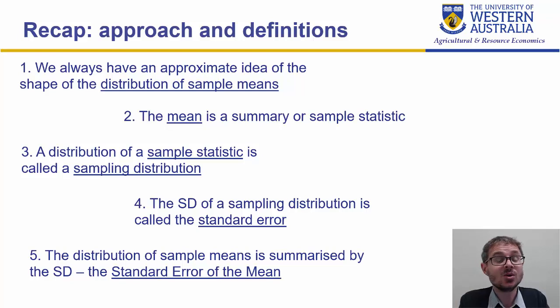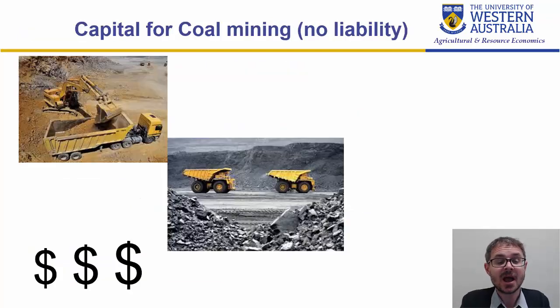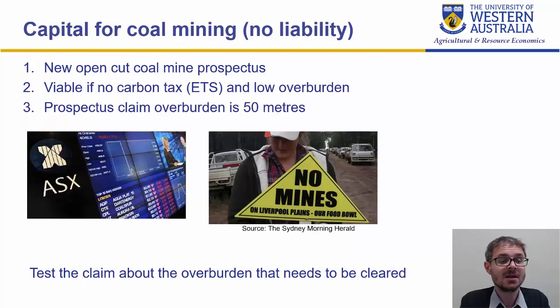How do we use these propositions? The example I used was my capital for coal mining example, where I said, look, this company wants to get out there and make some money with a coal mine. You have to do lots of things for a coal mine. You have to build some infrastructure, like some rail infrastructure, but you also have to move the dirt to get to the coal. And so I said, look, this company had gone to the ASX, and some people don't want this mine to go ahead.